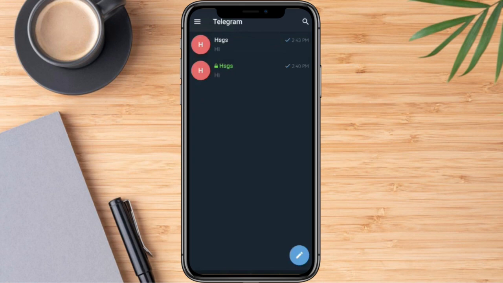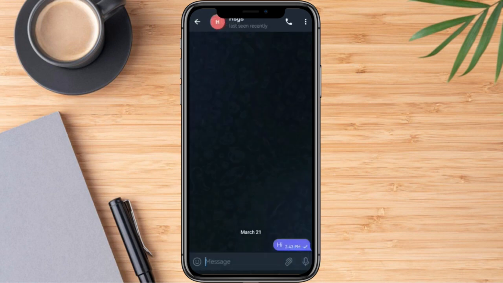So on our screen right now, I have here the two types of messages. The one that is in secret and the other one is in normal conversation. If we open this one, this is just a normal conversation. It would be easier for us to take a screenshot of this conversation.